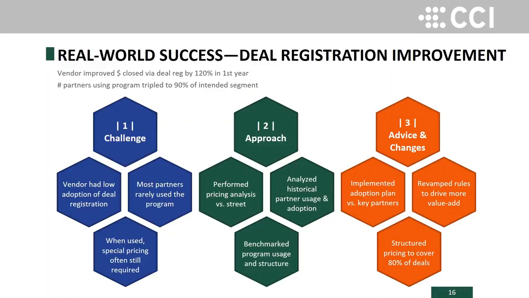And then we looked at their program usage in benchmarking versus other best-in-class vendors. And so here is an appropriate usage of benchmarking, but notice it's been done after we actually collected the customer data. And then from an advice and changes standpoint, we targeted a specific group of partners, about 200 or so, and we put in place how many of those we were going to make aware, which was 100%. Of those, how many of them had actually trialed the deal registration program, which we had a target of 90%. And then of the 90% that tried, how many of them were actually using it multiple times, which hopefully was most of them. We revamped the program rules to drive more value, and we changed the pricing level to cover 80% of the deals not needing special pricing.